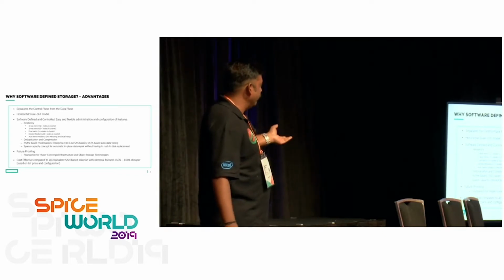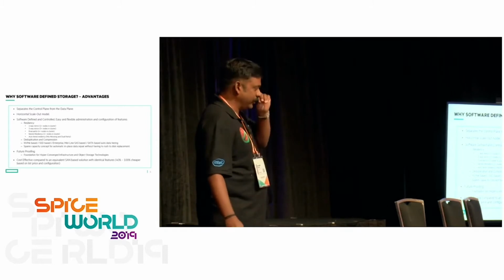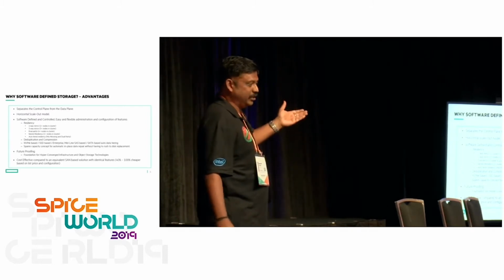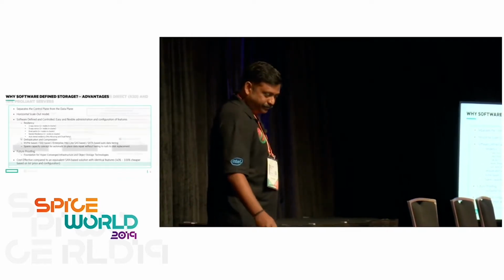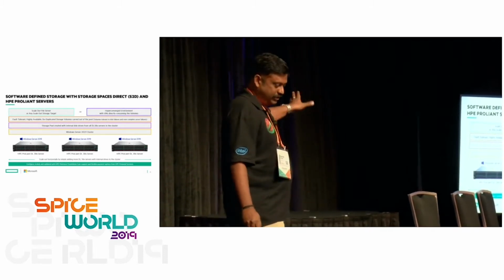So I did a BOM using list price of HP ProLiant and Microsoft 2019. You can get savings of up to 40 to 100%, depending on what kind of configuration you're looking at. So, quickly moving on, just to summarize, this is basically what I just talked about.